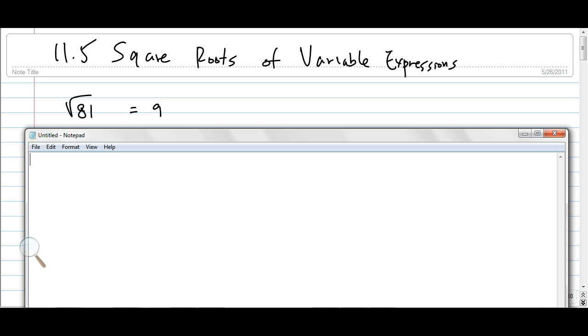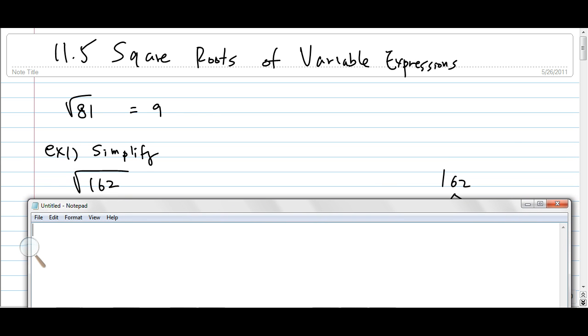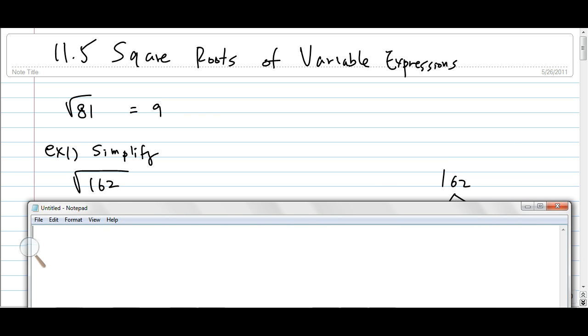We know that square root of 81 is 9, right? Any question? Because 81 is a perfect square, right? It's 9 times 9 is 81, and of course, square root of 81. Now, let's do an example. What if I have square root of 162?